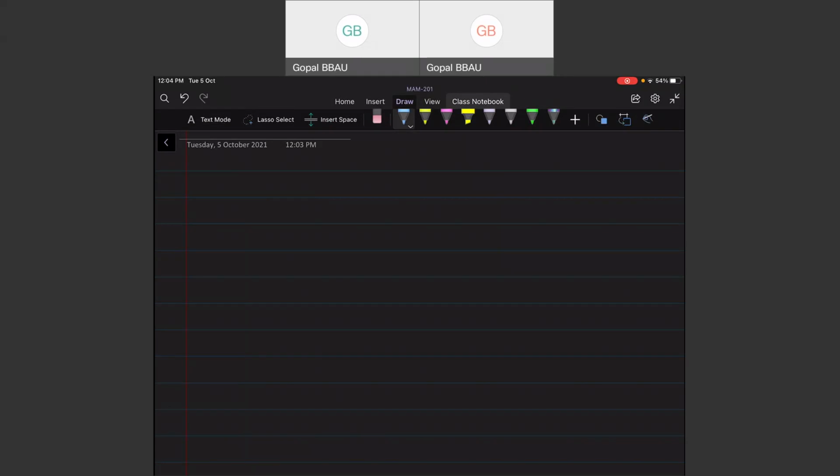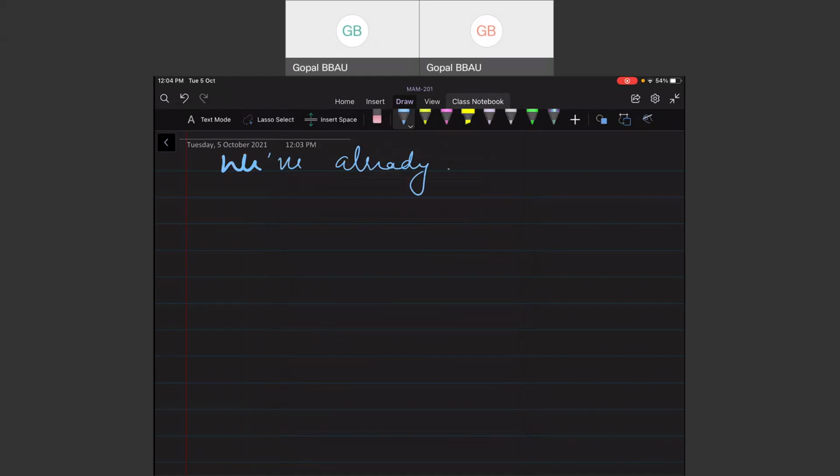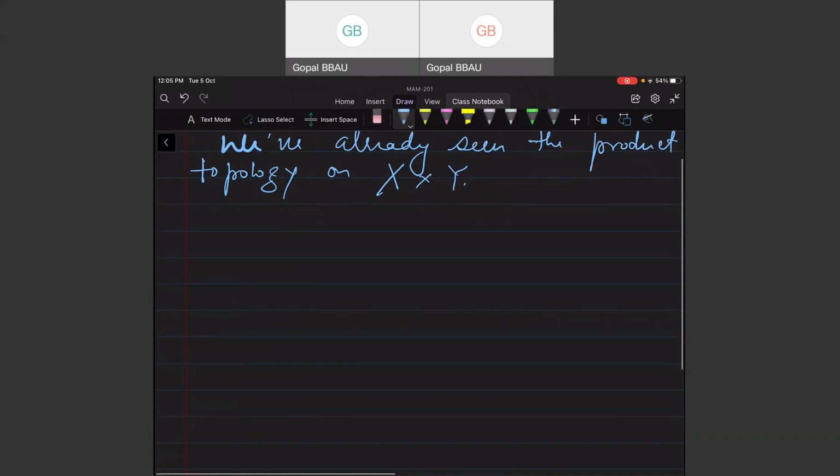So in the last lecture, we defined topology on the product space. So we have already seen the product topology on the Cartesian product X cross Y, where X and Y are two topological spaces. So today we generalize this definition to more general Cartesian products.